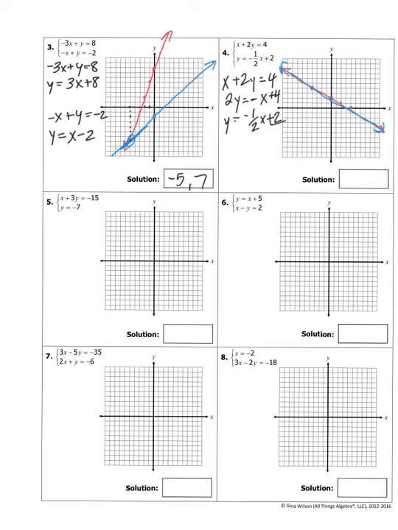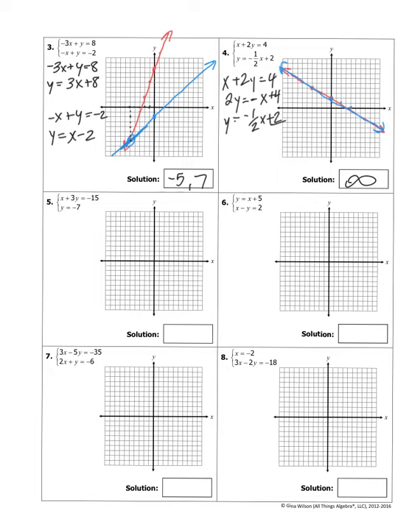These are overlapping lines. What is the solution when we have overlapping lines? Well, they touch in an infinite number of places. So if the solution to a system of equations is where they intersect, well, this is intersecting at an infinite number of points. So the solution is infinity.